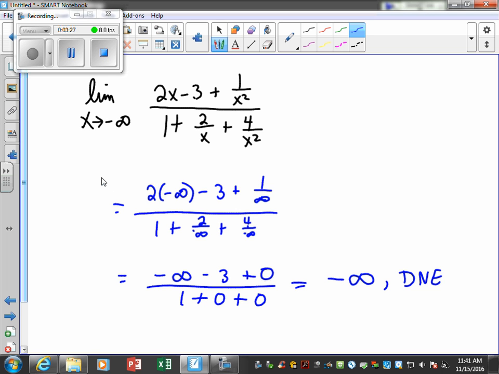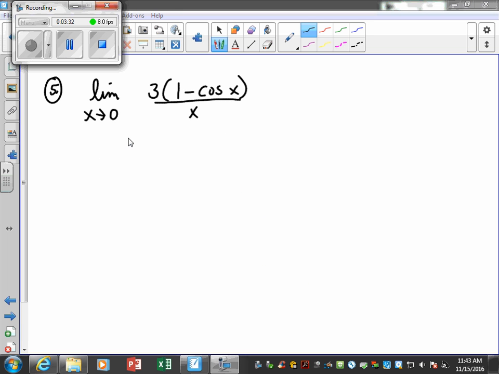Now let's look at some trig functions next. Okay, so the first thing we want to do is we're given this limit. This time we have a trig function. Our f of x involves some trig, and as x approaches 0, we like to attempt direct substitution anytime we can. That would give me cosine of 0, which is 1. 1 minus 1 is 0. 0 times 3 is 0. Over 0, we would get indeterminate form, so we're going to have to do something.